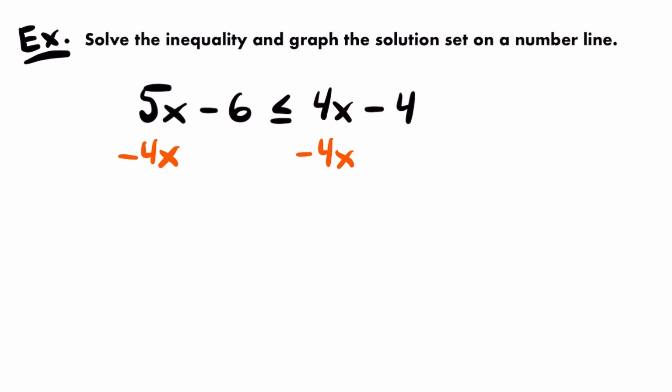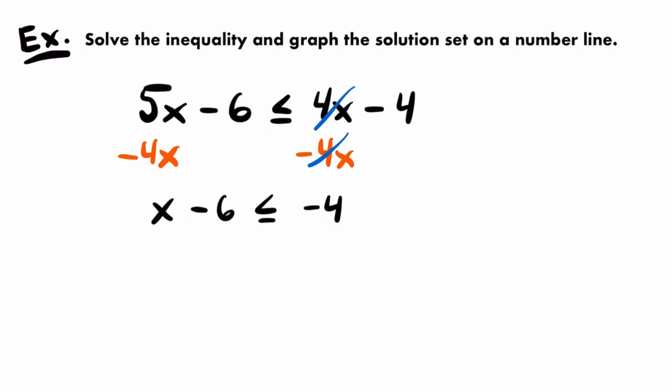Okay, because 4x minus 4x would be 0, so those terms cancel out, and then 5x and negative 4x are like terms, so you can combine their coefficients, and 5 plus negative 4, or 5 minus 4, is 1, so you just have 1x, which we would represent with just x. Okay, and so then rewriting everything else, we have x minus 6 is less than or equal to negative 4. Okay, that other variable term is now gone.